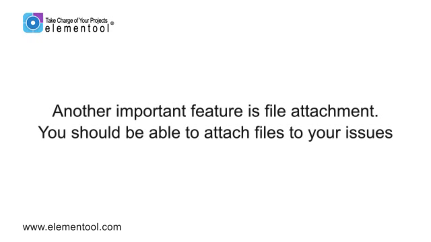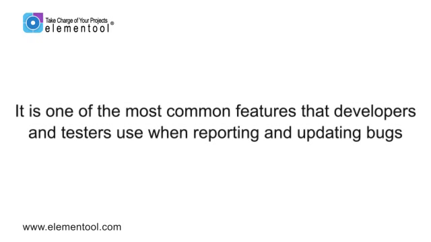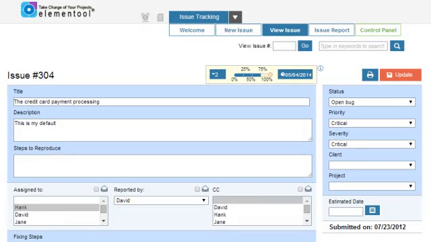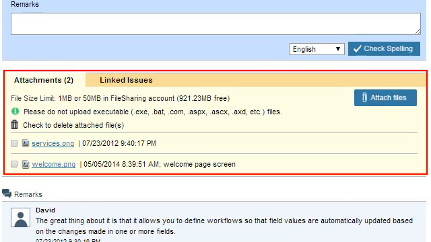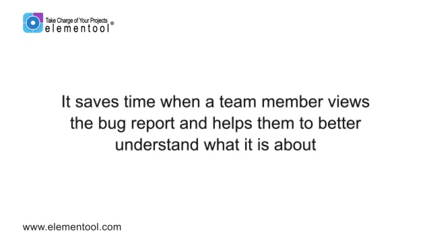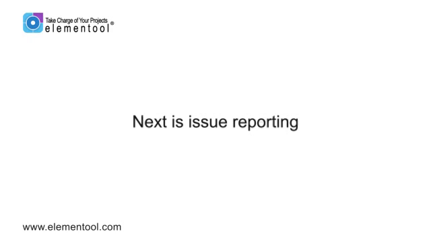Another important feature is file attachment. You should be able to attach files to your issues. It's one of the most common features that developers and testers use when reporting and updating bugs. In many cases, it's helpful to attach a screenshot of the bug or a short video that demonstrates how to reproduce the defect. It saves time when a team member views the bug report and helps them to better understand what it is about. Next is issue reporting.